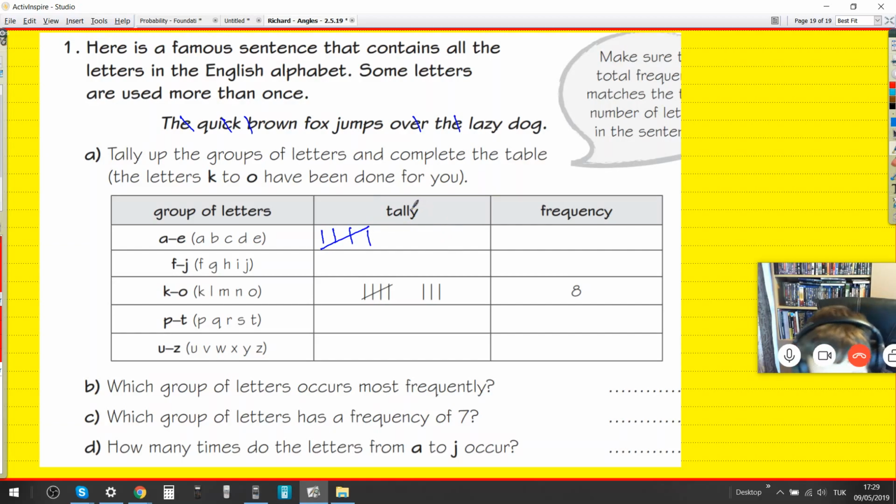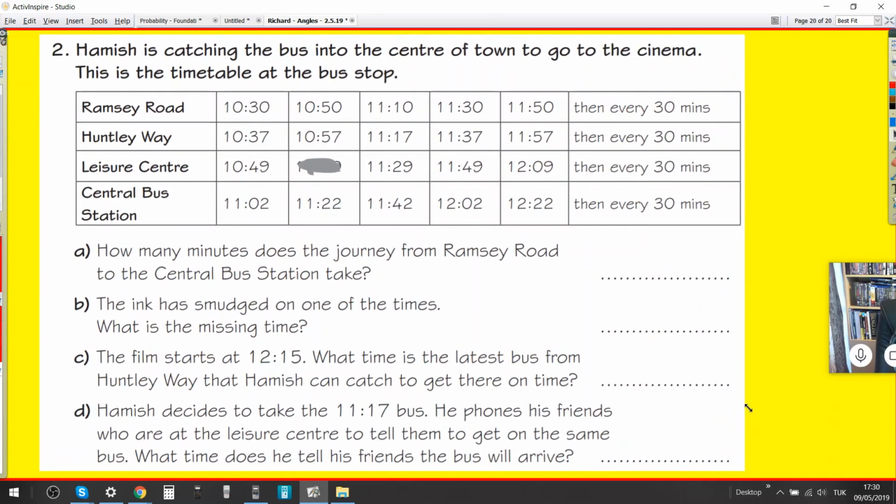And then the next one is lazy. And then D. Oh yeah, and then D and O. No, not O. I mean D. And so what is the frequency? 7. That's it. What is the missing time?